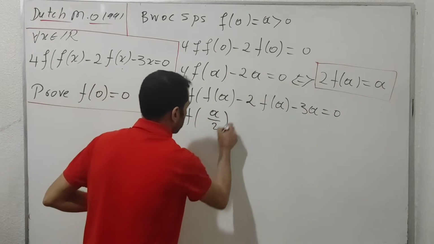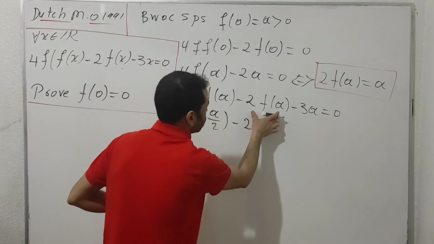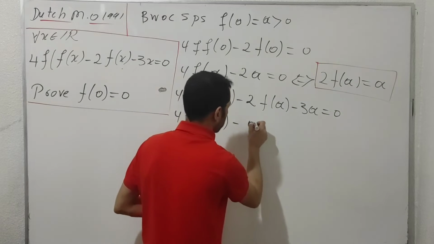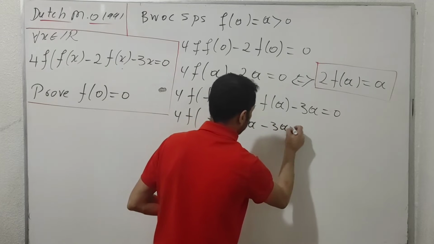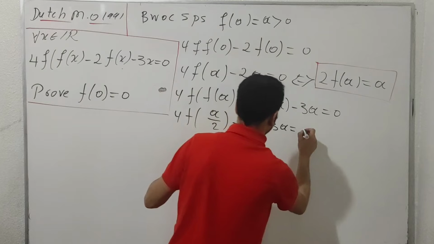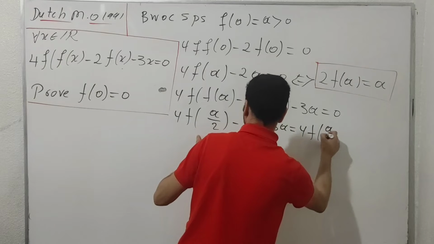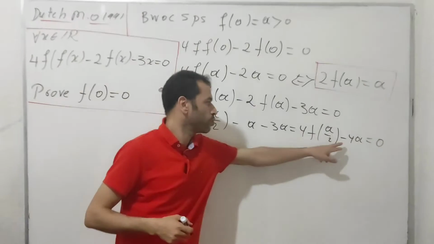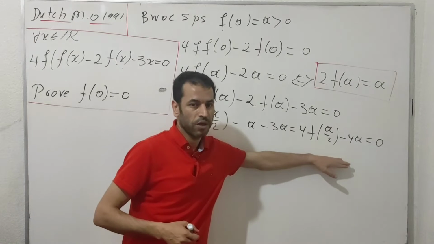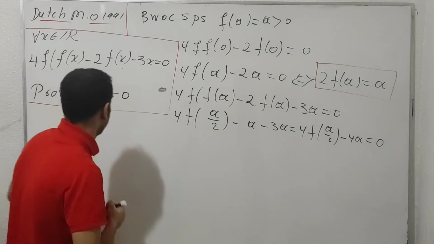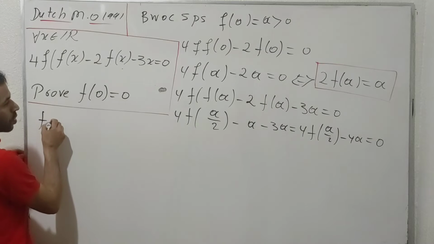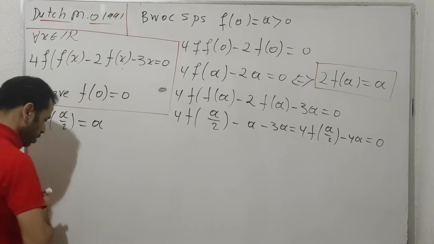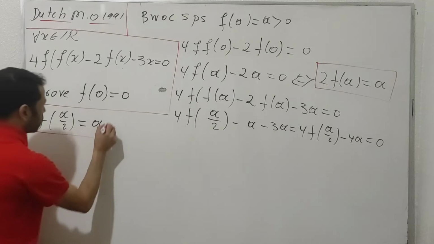That's what I did here. But here I'm going to replace minus 2 f of A with minus A. I get minus A minus 3A. This one gives us 4 times f of A over 2 minus 4 times A equals 0. I'm going to move 4A to the other side and divide both sides by 4. This gives us f of A over 2 equals A. This is another nice found fact.